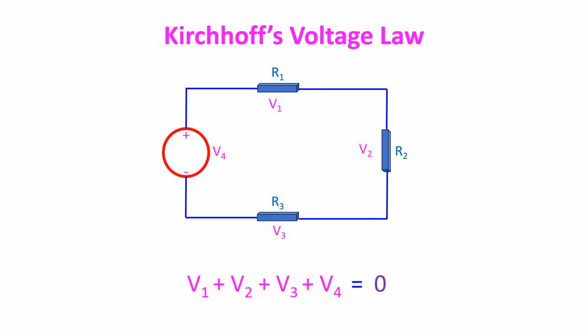Kirchhoff's voltage law, also known as Kirchhoff's second law or Kirchhoff's loop rule, states that the sum of all voltages or potential differences around a closed loop is equal to zero. This means that the sum of all individual voltage drops in a closed circuit will be equal to the voltage applied or supply voltage. In such a loop, the current path does not encounter a node more than once.